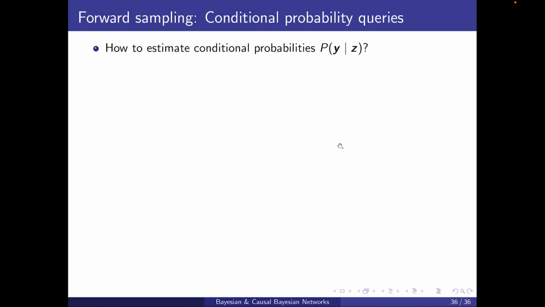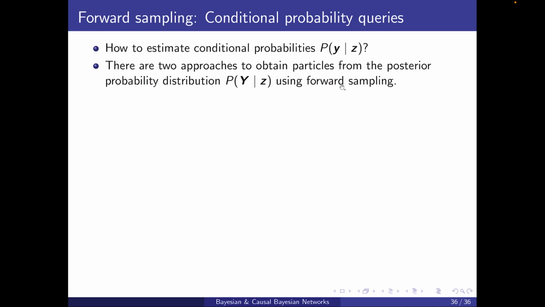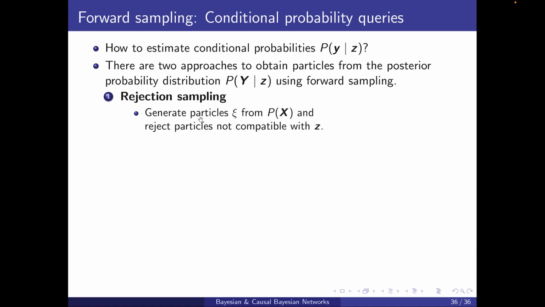So forward sampling, what about conditional probability queries? Well, there are two approaches to obtain particles from the posterior probability distribution, p of y conditioned on z. So far we were only focusing on p of y. But now what if we have some evidence z? Well, one way is to do rejection sampling, that is to generate particles from p of x as before and reject particles not compatible with z.